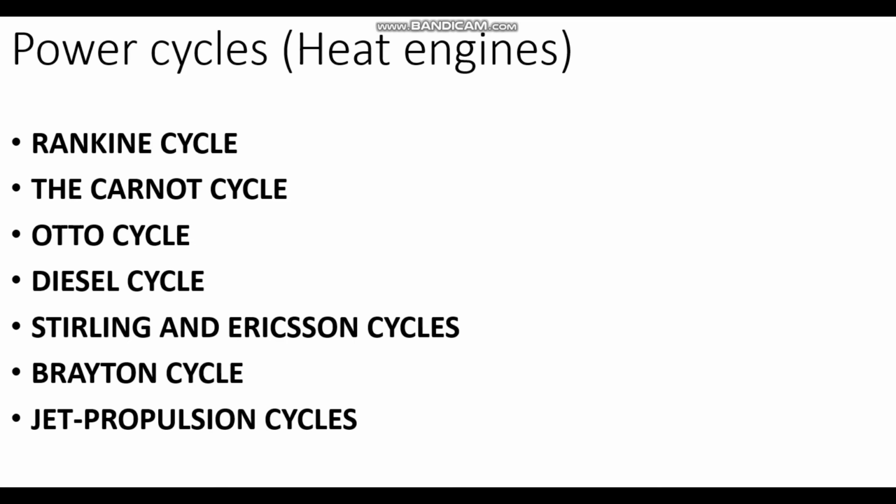Otto cycle. The Otto cycle is generally used in internal combustion engines, which are widely used by the transport system. I'm pretty sure that you know well the internal combustion engines are generally used in vehicles, right? Diesel cycle. The diesel cycle is very close to the Otto cycle, with one little difference.